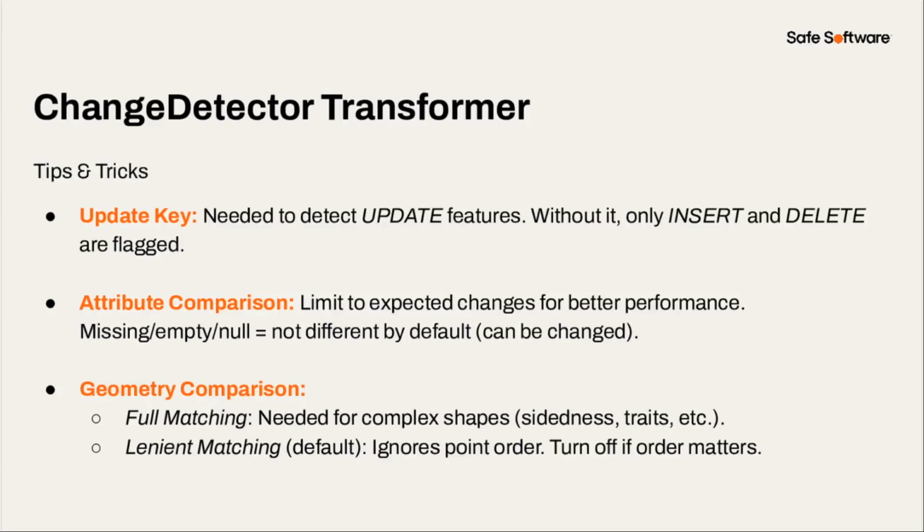Geometry comparison, for complex geometries, full geometry matching may be needed as it compares sideness, traits, properties, and values. By default, lenient geometry matching is enabled, which ignores the order of points in lines and areas. If points order matters, then disable the setting. There is also vector tolerance, not on the slide, but it's still important. It's very useful if dealing with different data sources that may handle different levels of precision in the geometry. Using this will allow the change detector to reduce or increase the level of tolerance used when comparing two features. Hopefully some of these tips and tricks will help you when working with the change detector.